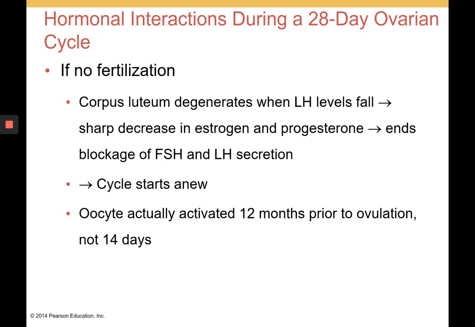The sharp decrease in estrogen and progesterone caused by corpus luteum degeneration will end the blockage of FSH and LH from the anterior pituitary and allows us to start all over with gonadotropin-releasing hormone leading to gonadotropin release from the anterior pituitary. And the oocyte actually is activated about 12 months prior to ovulation, not 14 days. So it takes a while for it to proceed through the rest of meiosis 1 and then 2.